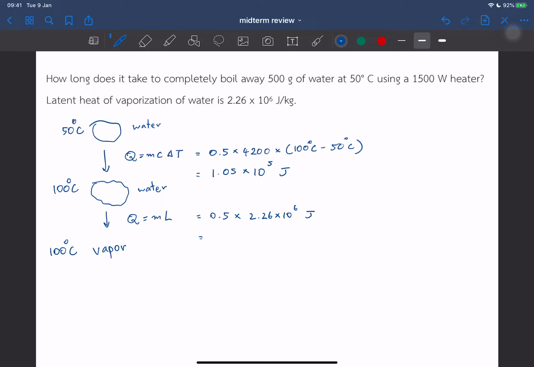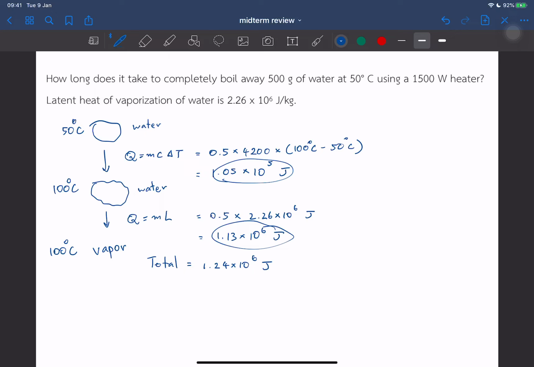So that's going to be 1.13 times 10 to the 6. Right, so the total energy that you need is this plus this. So that's going to be about 1.235 or 24, I think, times 10 to the 6 joules. Right? So add it together, because that's the total energy we need. It's this number. But we are not done, right?